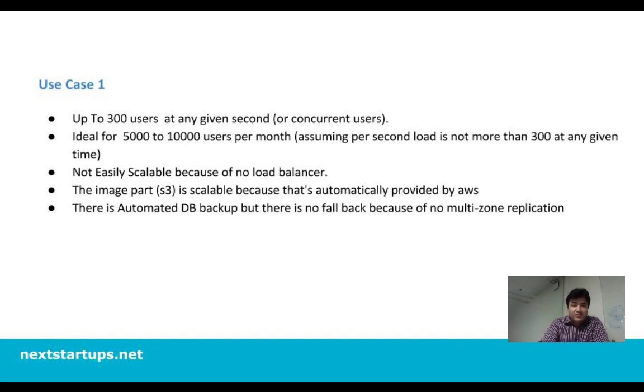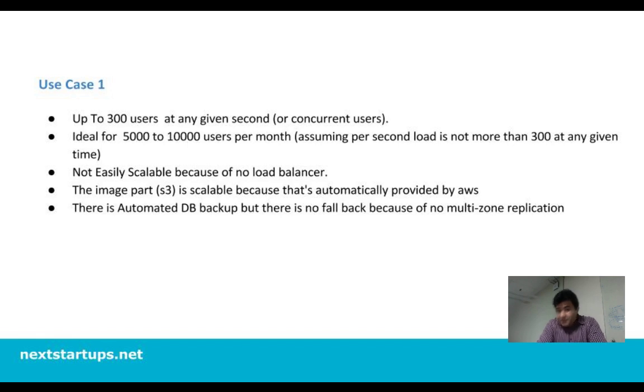Number three, this architecture is not easily scalable. Definitely S3 is scalable because that's how Amazon service is designed. Whatever amount of downloads you use, Amazon sends you a bill for that. But we don't have a load balancer in this, so it's not easily scalable. With the DB part, there is automatic DB backup, but there is no fallback because of no multi-zone replication feature. If you want to know about multi-zone replication, do check out my video on RDS.